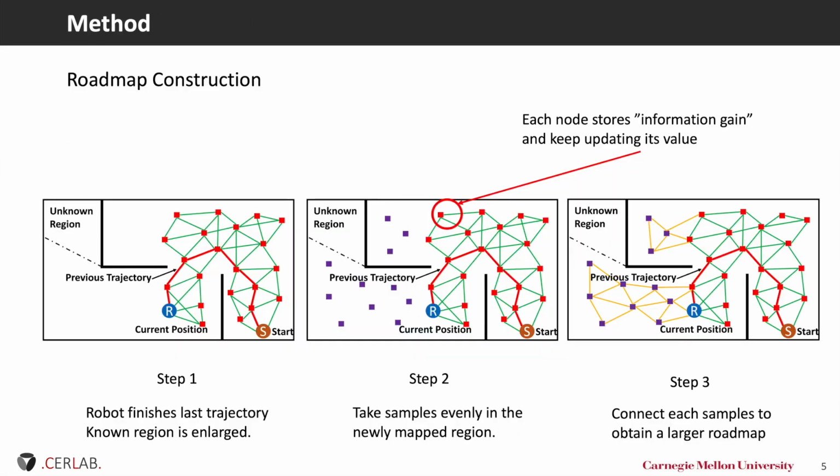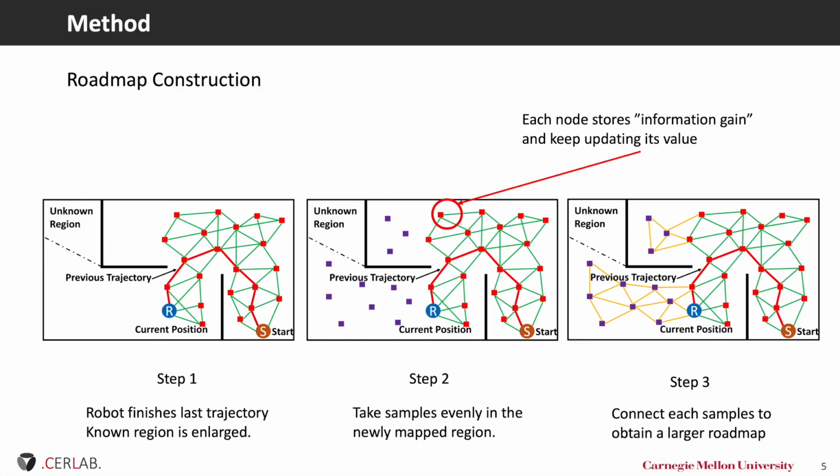Here are the roadmap construction steps. At step 1, the robot finishes its last trajectory, which is planned by the roadmap denoted in the green edges and red nodes. Clearly, by executing that trajectory, the robot's known region is enlarged. So in the new iteration, step 2 draws samples in those newly mapped regions.